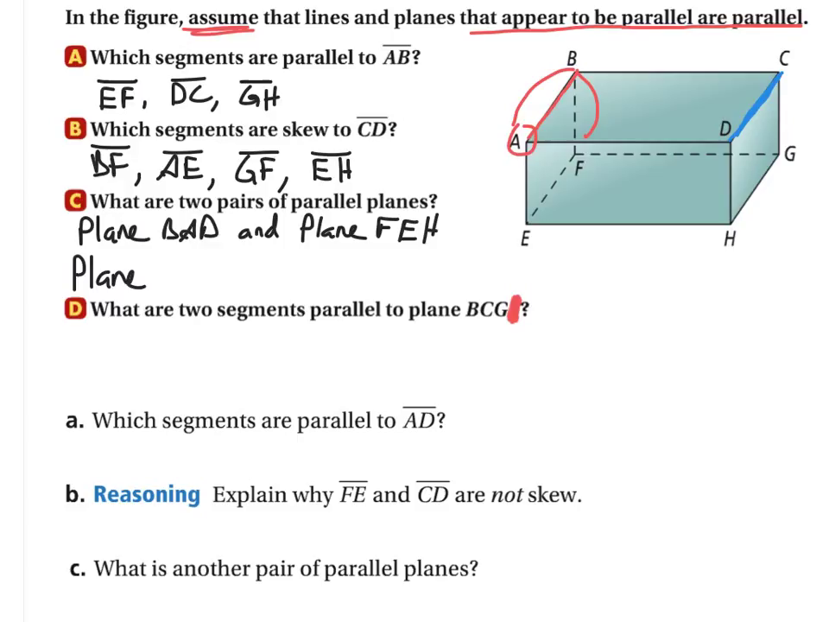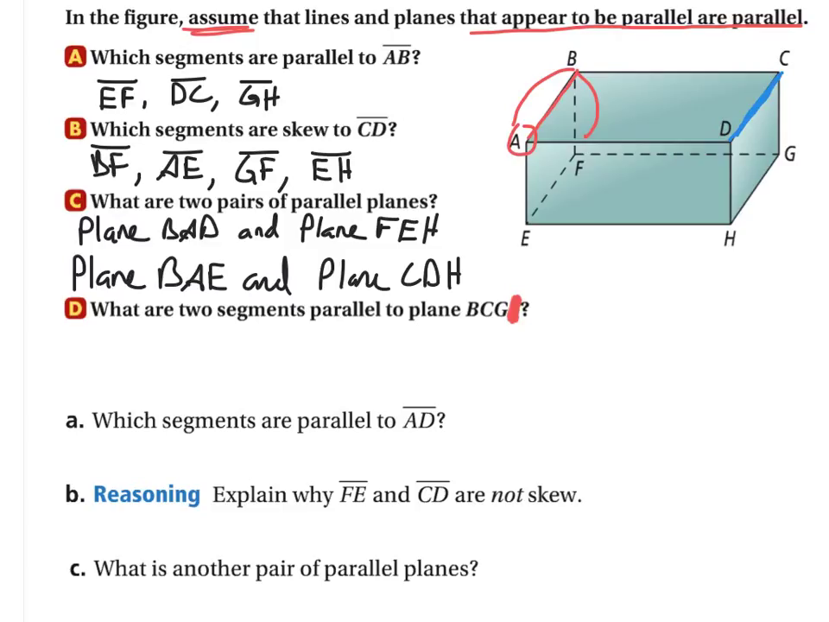So BAE and CD. So BAE works, and you said CDH. Yep, perfect. So plane BAE and plane CDH. Perfect. And of course, there is one more pair of planes that are parallel, right?